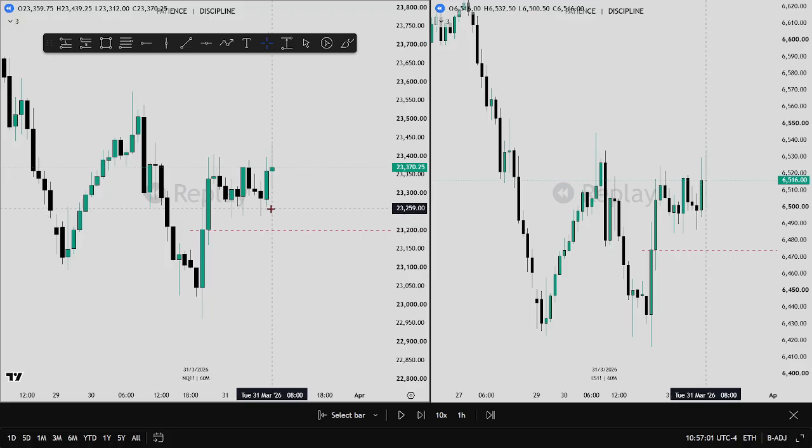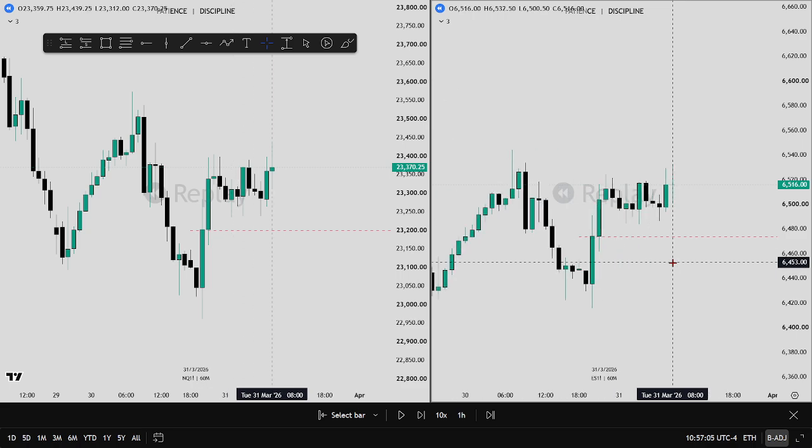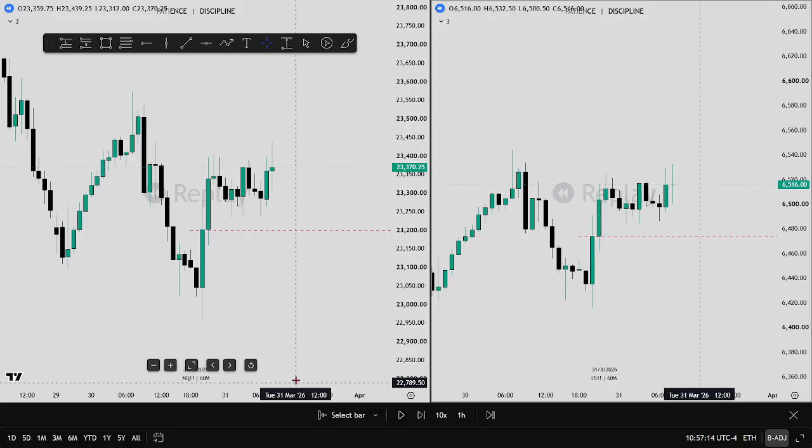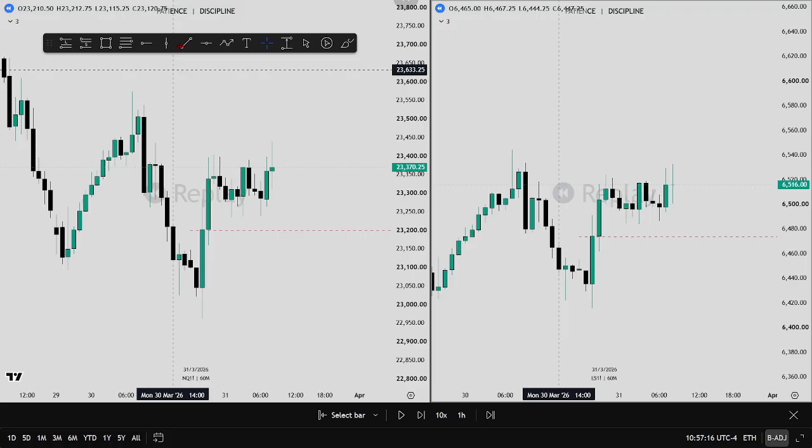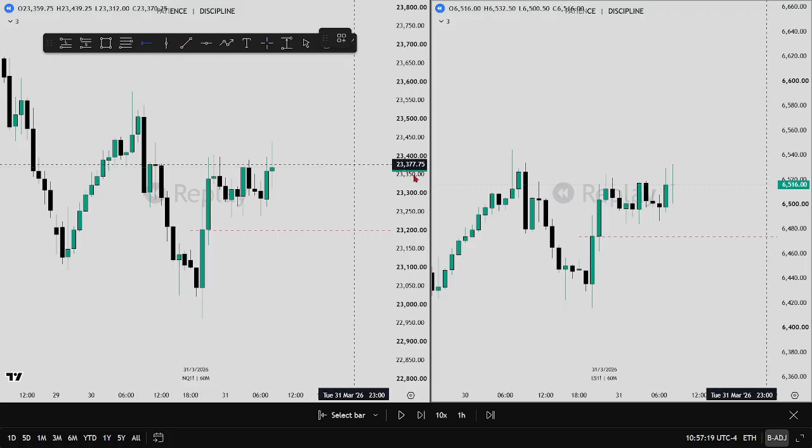Sorry. So this is 8 o'clock. This is the 8 o'clock candle on ES and this is the 8 o'clock candle on NASDAQ. But what do I want? I want the 9:30. Now I need to mark liquidity levels before 9:30.